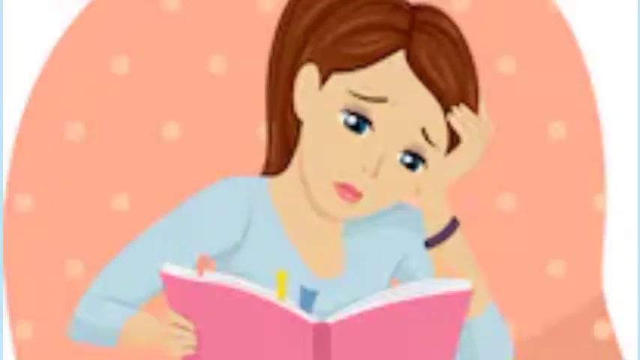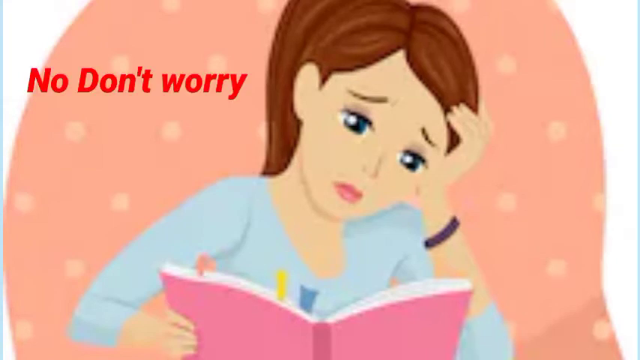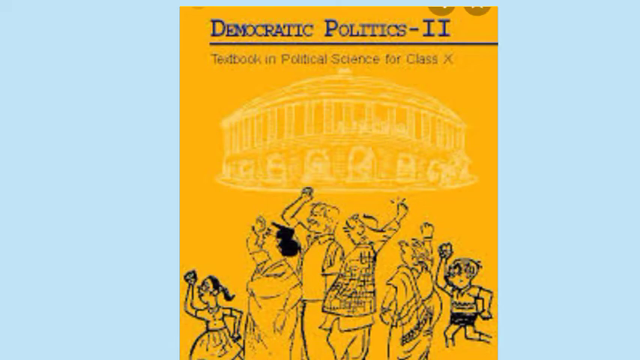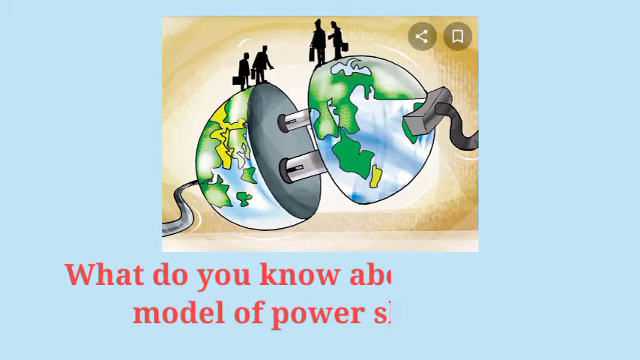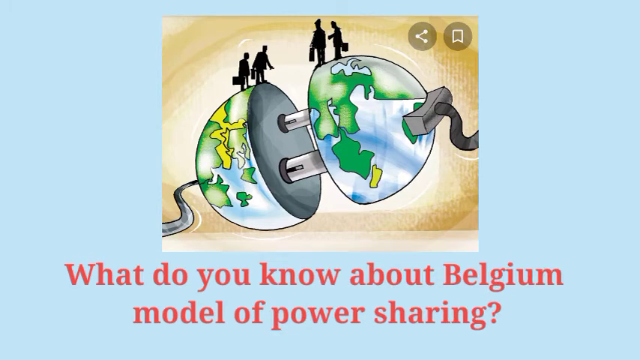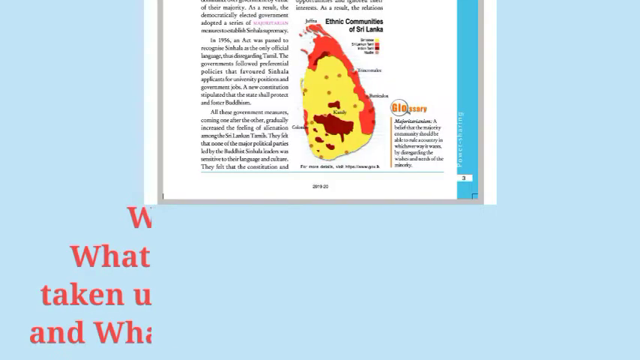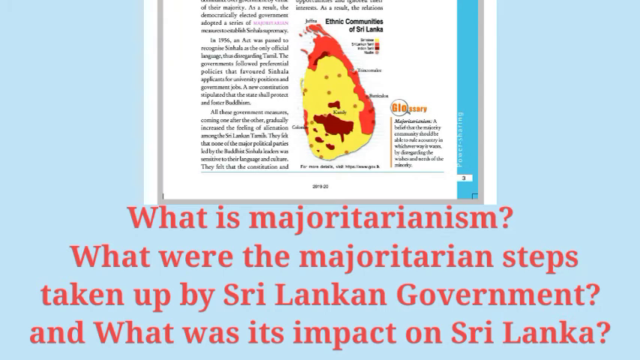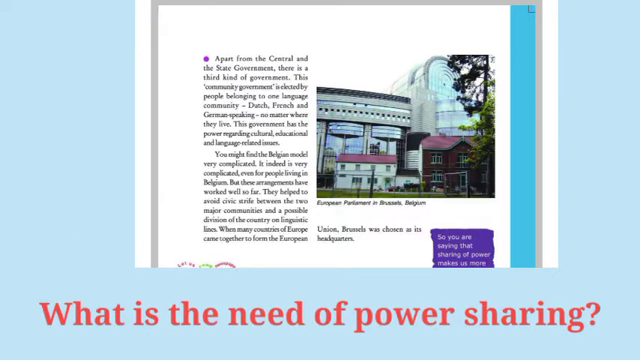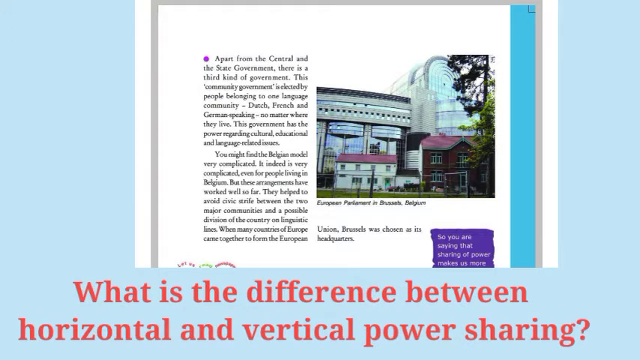Dear friends, civics portion तो आपको शायद इतना interesting नहीं लगता होगा, but don't lose heart. Prepare only these questions. Most of the time they are only asked in exam. First is, what do you know about Belgian model of power sharing? Second is, what is majoritarianism? Describe the majoritarian steps taken up by Sri Lankan government and what was its impact. Then, what is the need of power sharing and difference between horizontal and vertical power sharing?